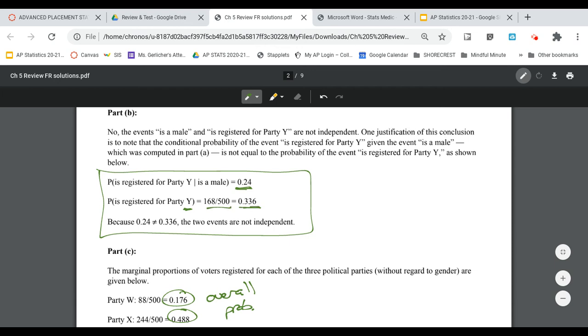So that's a different number than 0.24. Again, if they were independent, the given is a male shouldn't affect party Y, the probability of party Y. So you'd get the same answer. Since these answers are different, that means knowing they're a male changed the probability, and therefore they are not independent, or they are dependent.